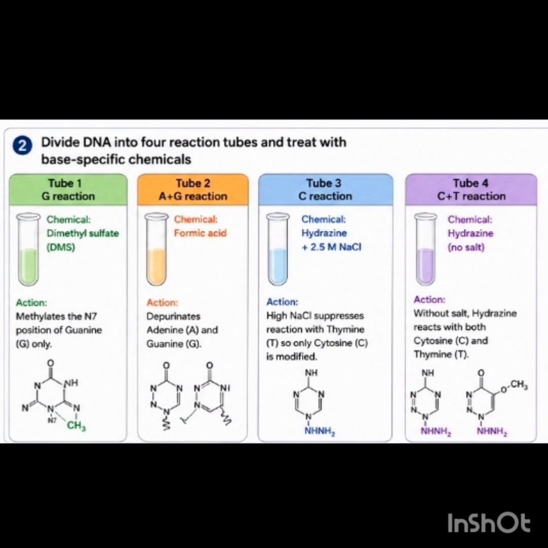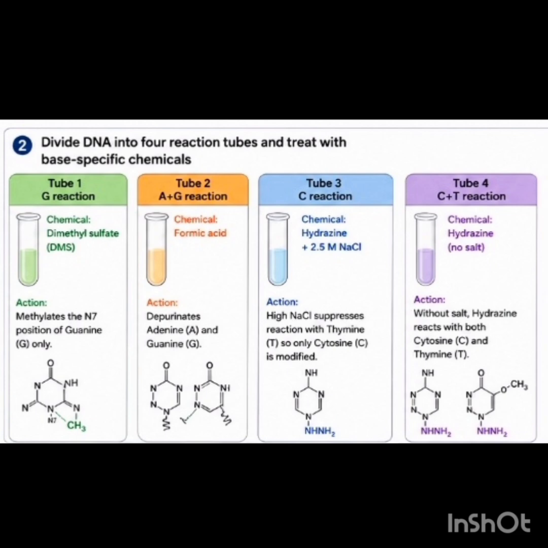In the first tube, the guanine or G reaction, we add dimethyl sulfate, commonly known as DMS. DMS is a methylating agent that specifically attacks guanine residues, adding a methyl group to the N7 position of guanine. So you can think of DMS as placing a tiny chemical flag on every guanine in the DNA strand. At this stage, the DNA is not cut. The guanine bases are simply marked for identification.